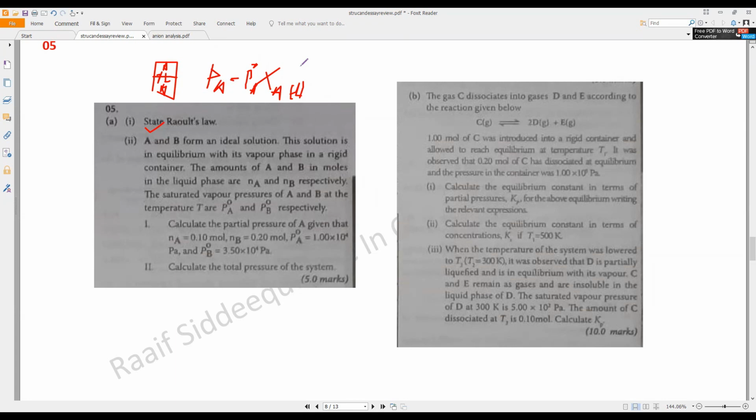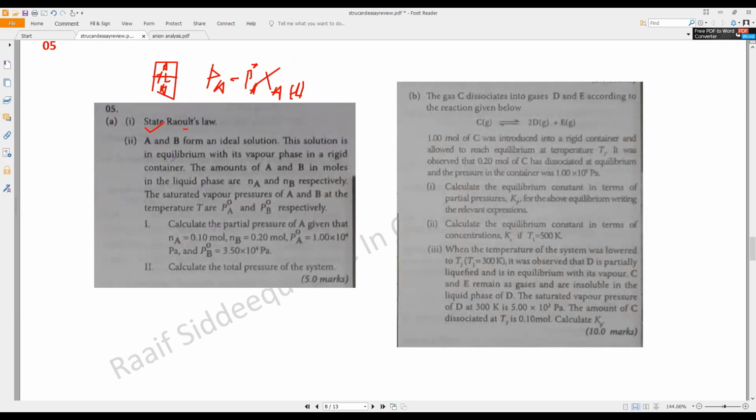And you have to define the terms. That is important. State Raoult's law, you can just write down this equation and define the terms. That is totally fine. Or you can explain it in your own words. That depends, you can choose whichever you like. But I personally prefer you write down the equation, then quickly define the terms, and say this is the Raoult's law in an equilibrium system. That's it. Otherwise, you need to draw the diagram and explain it in words. It takes more time, actually.